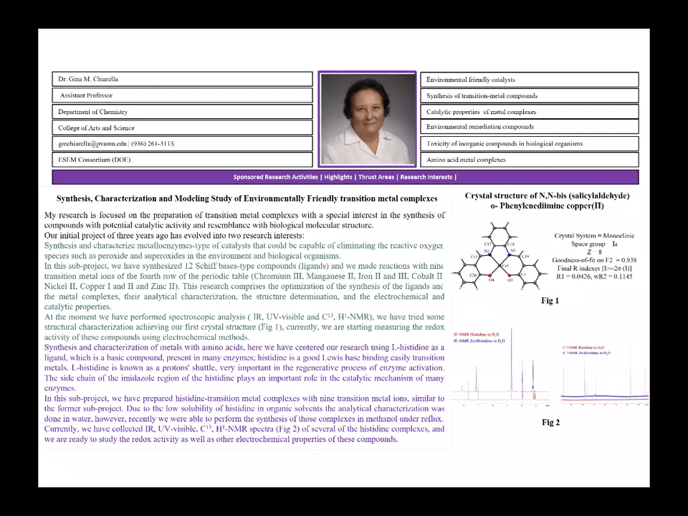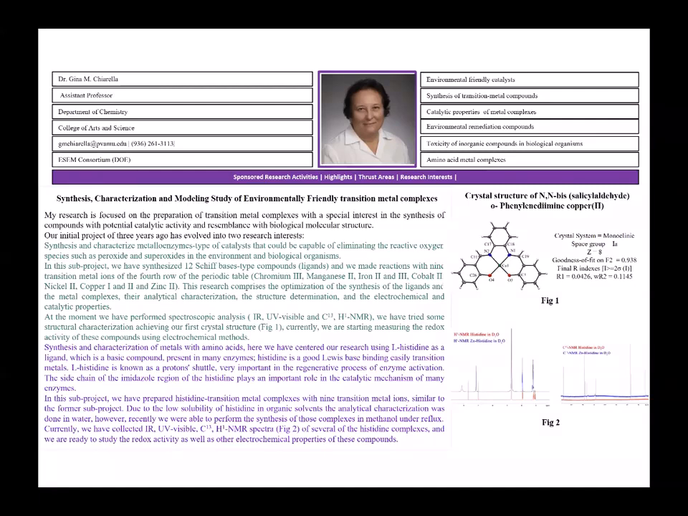It acts very well as a Lewis base. It binds very well to metals, transition metals. It is known that histidine works as a proton shuttle. What is that? Dr. Giarella, you have a minute.